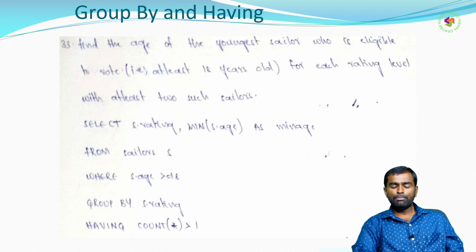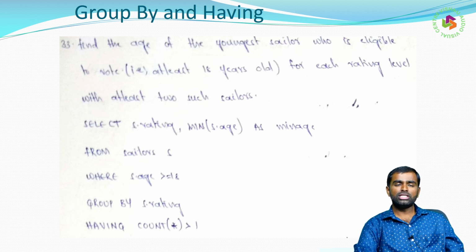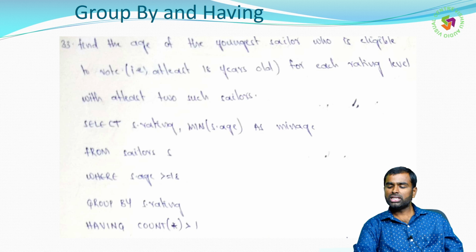Here is a simple query, and along with the answer you can understand how group by and having commands work in real time. Find the age of the youngest sailor who is eligible to vote, at least 18 years old. Eligible to vote means voting age, which is greater than or equal to 18, for each rating level with at least 2 such sailors.